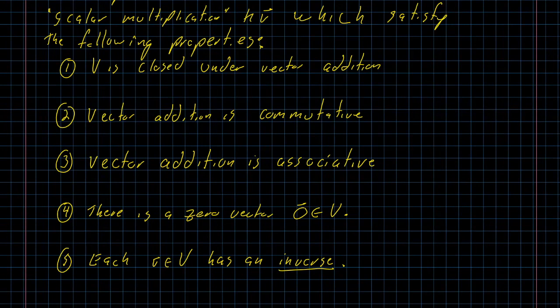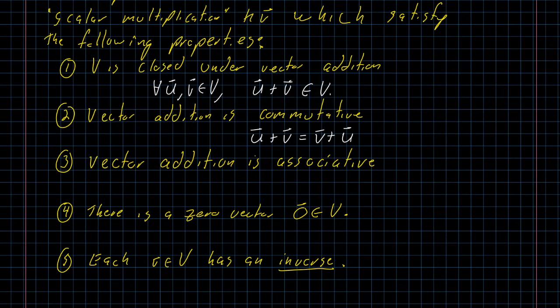First 5 properties, we want V to be closed under vector addition. Symbolically, for all u and v in set V, it must be the case that the sum u plus v is also in set V. Vector addition is commutative. For all u and v in set V, u plus v is equal to v plus u.